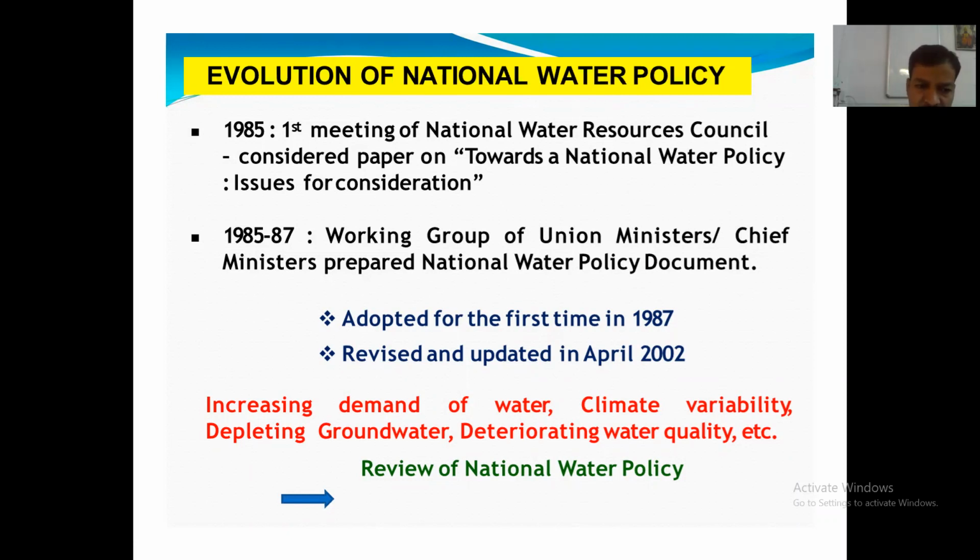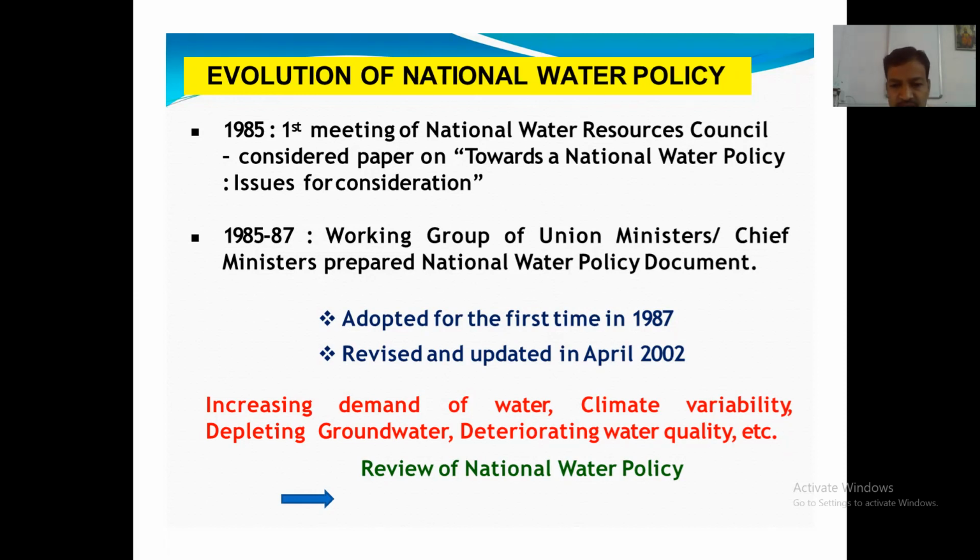पुढे 1985 आणि 87 मध्ये एक document बनवले, national water policy document, that was prepared by union ministers and chief ministers. They prepared this national water policy document in the year 1985-87. Then this national water policy document was adopted for the first time in the year 1987. 1987 मध्ये त्यांनी adopt केलेला आहे.